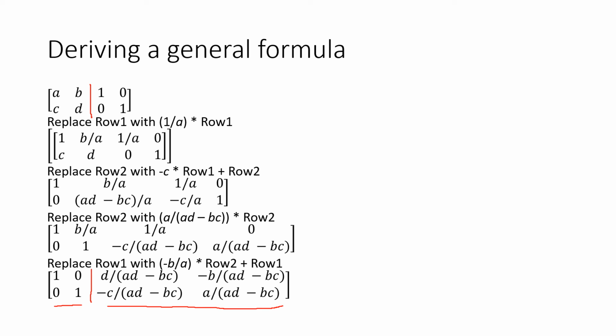Again, this red line is just the separation between the original matrix and what we've done to it and the matrix that we are building from the identity. So what happens in the first case, we're seeing here that we want to put a 1. We want to have a 1 in this entry. So we say, okay, let's divide that whole first row by A.